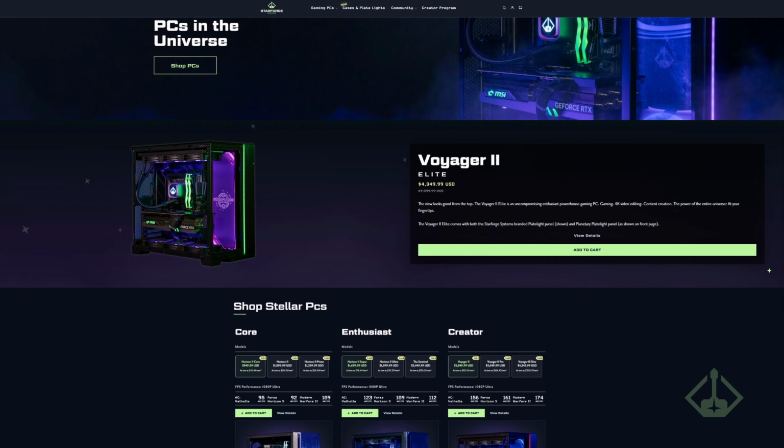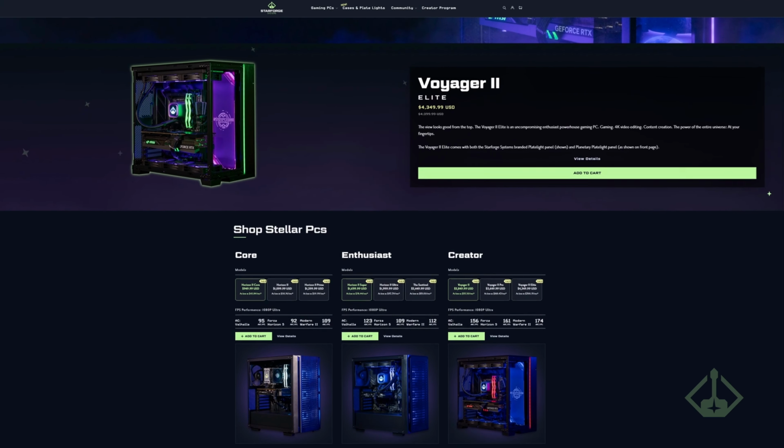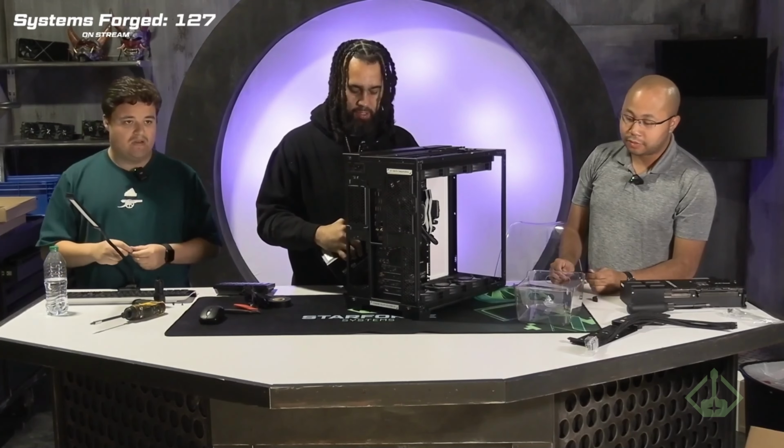With generational improvements, aesthetic updates, and our consistently high build quality, we're sure that this PC is something to brag about. For yours, check out StarforgeSystems.com and be sure to swing by our Twitch channel over at twitch.tv/StarforgeSystems.